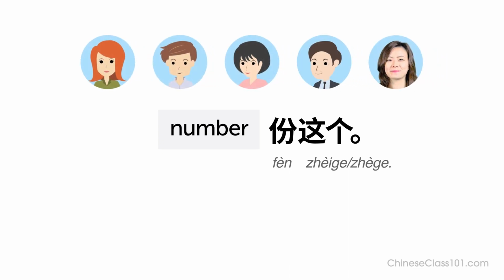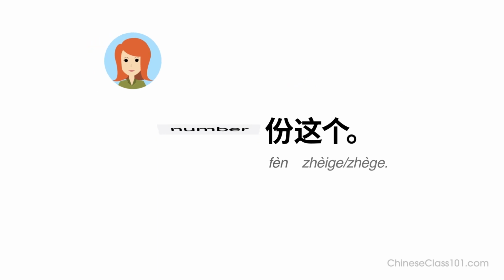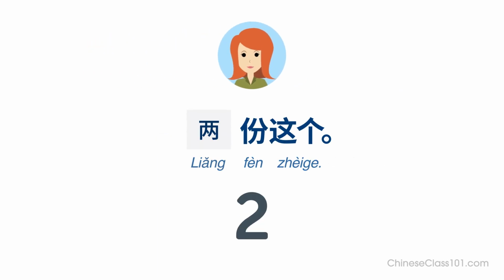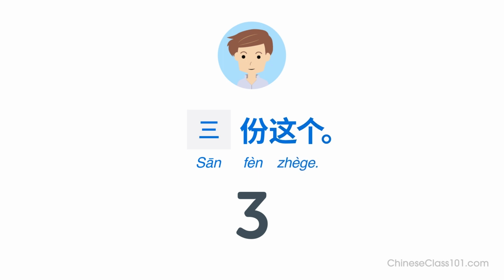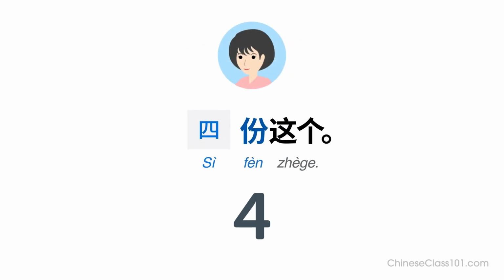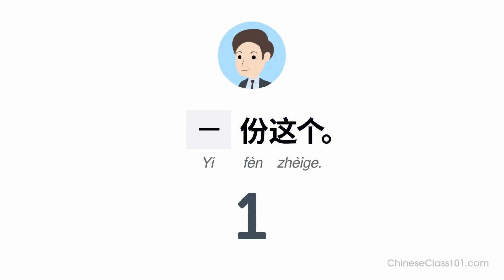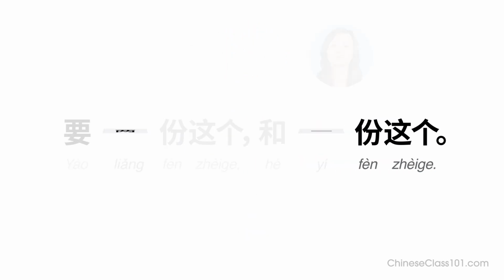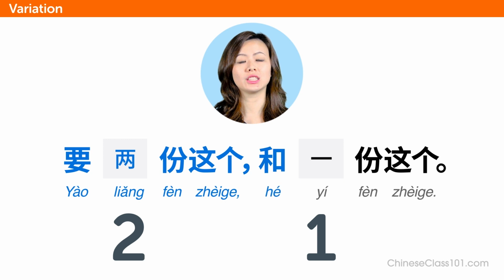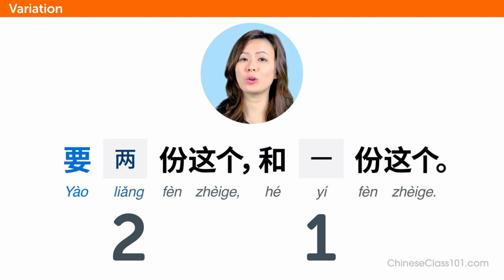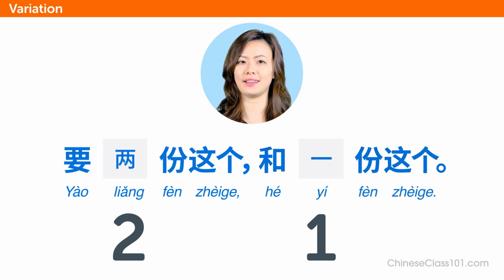Let's look at some more examples. Listen and repeat or speak along with the native speakers. 两份这个. 三份这个. 四份这个. 一份这个. 要两份这个和一份这个. Did you notice how I used a different pattern?